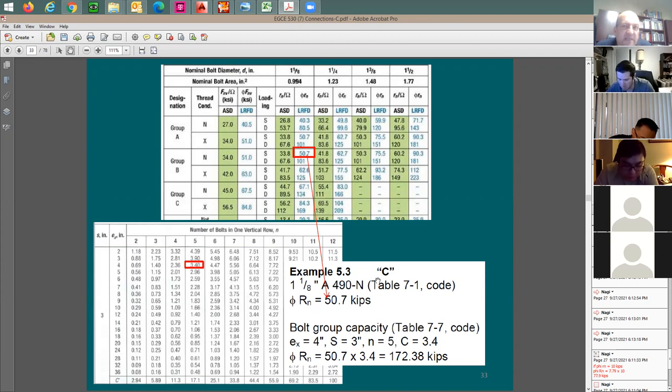Okay, this is the number of bolts. Can we go to the table? I have 5 bolts in a row, 3 inches for the spacing, and 4 inches for EX. So here's EX, 4 inches. The effective number of bolts is 3.4. As if you have only 3.4, you don't really have 5 bolts. So we take 3.4 times the strength of 1 bolt. That gets you 172 kips, and this is the strength for the vertical force that you can use as a capacity for this group of bolts.